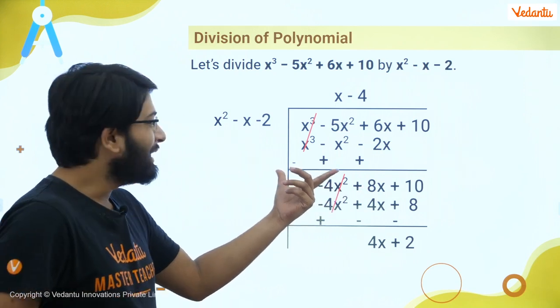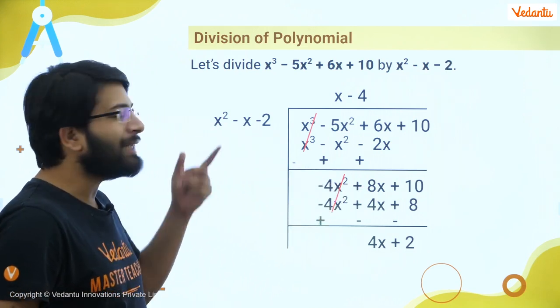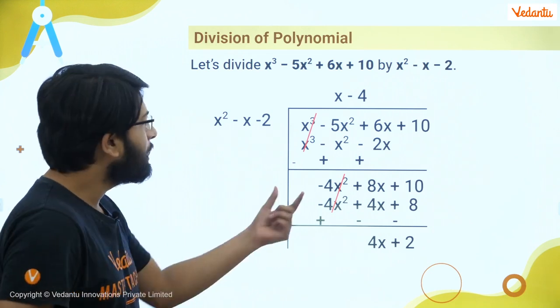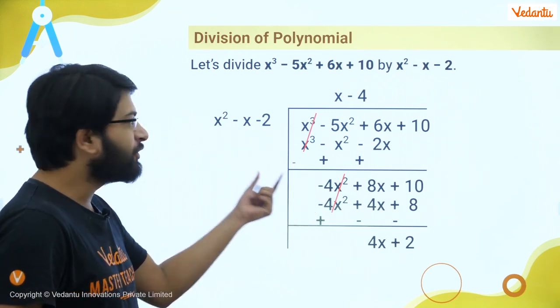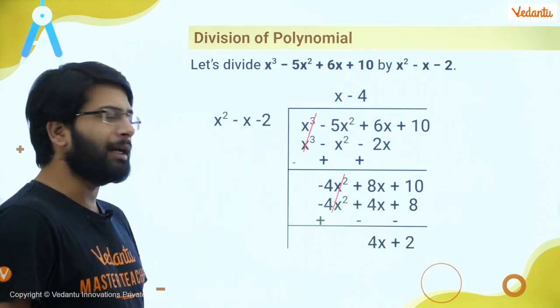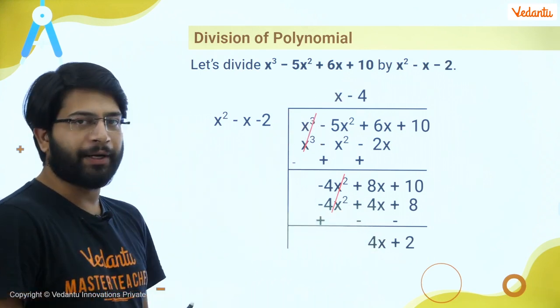Again, champ, here it is x square, here it is x square. I don't need any more power of x. But here it is what? Minus 4. Here it is 1x square. So I have multiplied by minus 4, and I got some remainder.